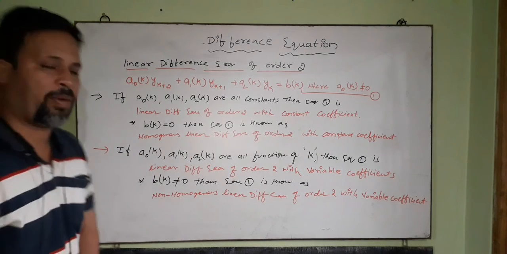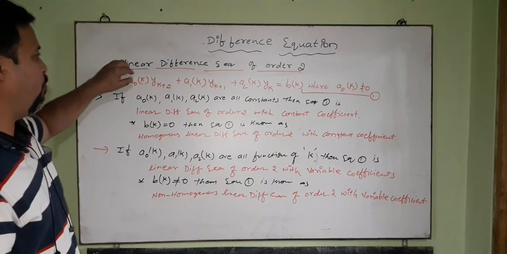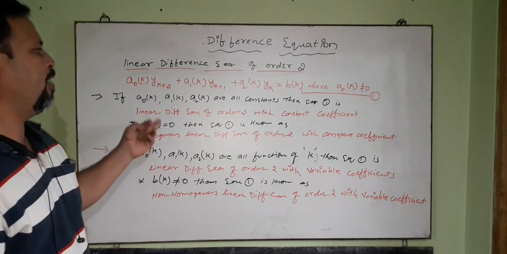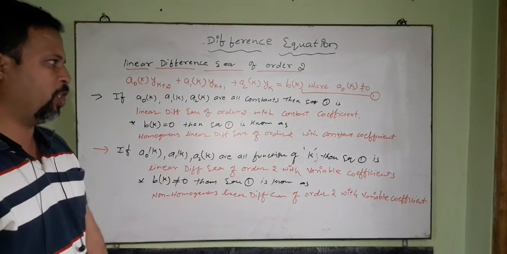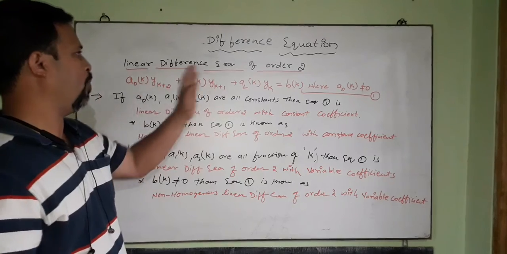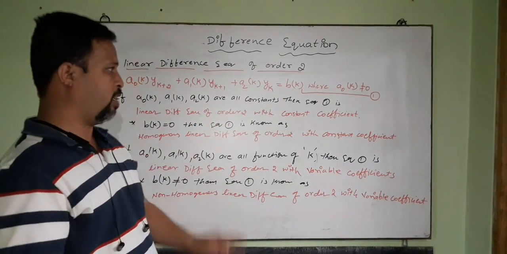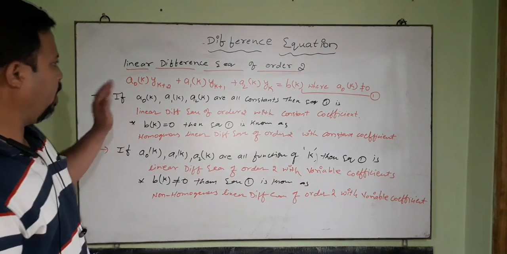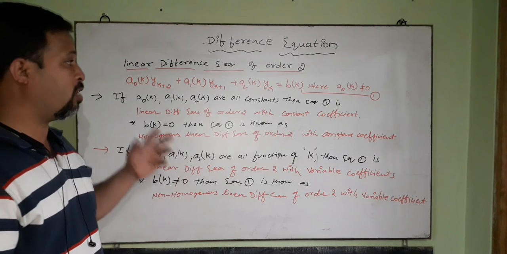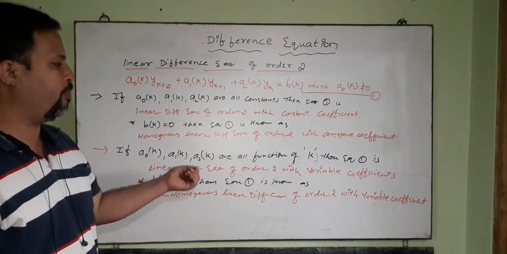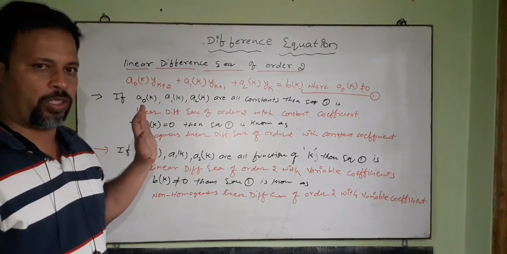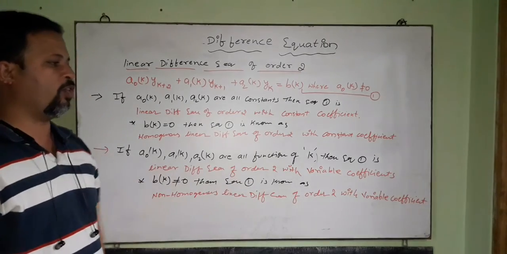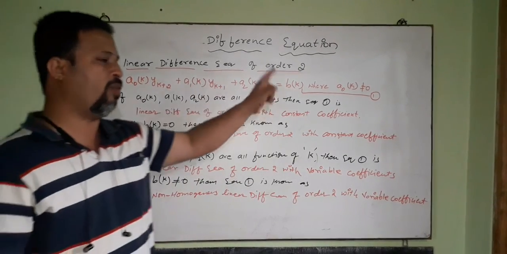So we have seen four types of equations. I am repeating here. If a naught of k, a1 of k, a2 of k are all constants, then the equation is known as a linear difference equation of order 2 with constant coefficient. If they are constant and b of k is equal to 0, then it is a homogeneous linear difference equation of order 2 with constant coefficient. If they are functions of k, then it is a linear difference equation of order 2 with variable coefficient. And if b of k is not equal to 0, then it is a non-homogeneous linear difference equation of order 2 with variable coefficient.